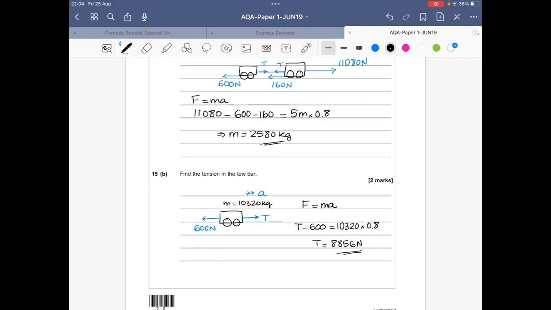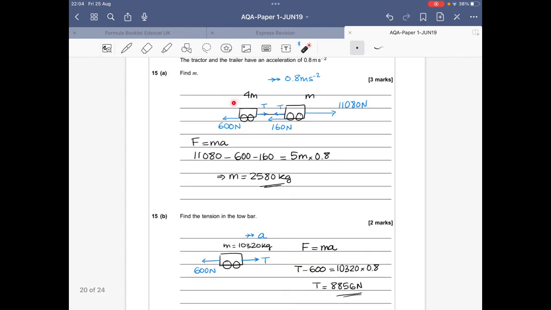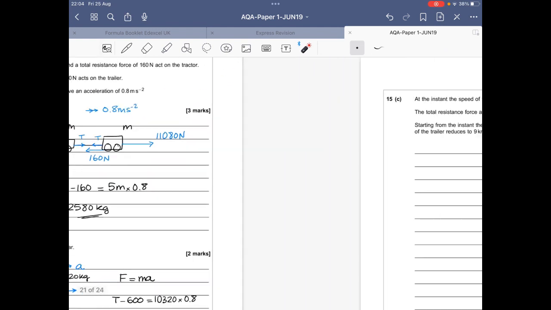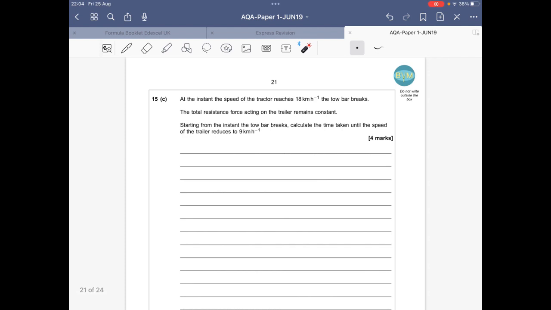So this is the tension in the tow bar. If you use the tractor instead of the trailer, you're going to get the same answer. And the next thing they ask is, at the instant the speed of the tractor reaches 18 kilometers per hour, the tow bar brakes. Total resistance acting on the trailer remains constant, and starting from the instant when the tow bar brakes, calculate the time taken until the speed is this one.